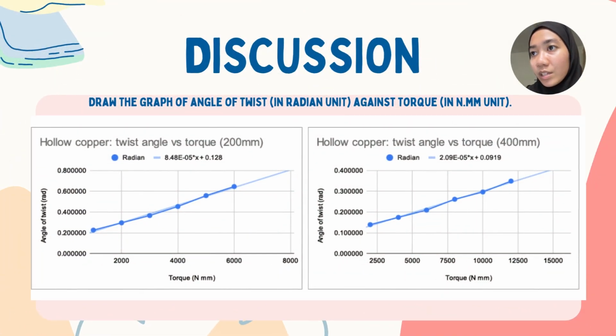Lastly, these are the graphs for hollow copper. On the left is the hollow copper at 200 mm with the slope 8.48 × 10^-5, and on the right is hollow copper at 400 mm with the slope of 2.09 × 10^-5.